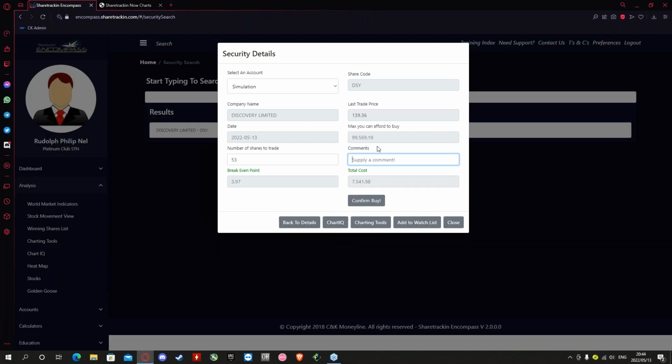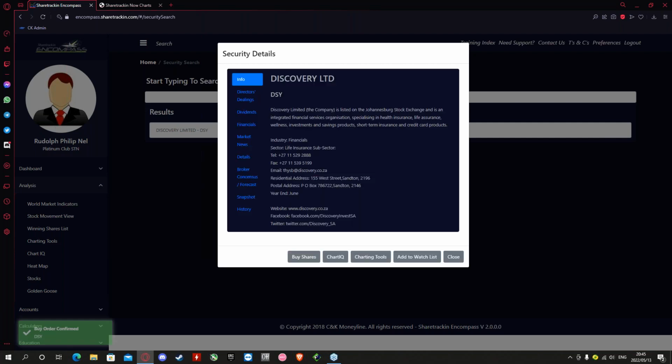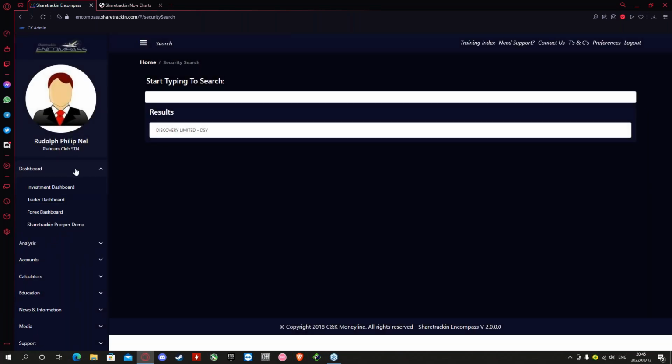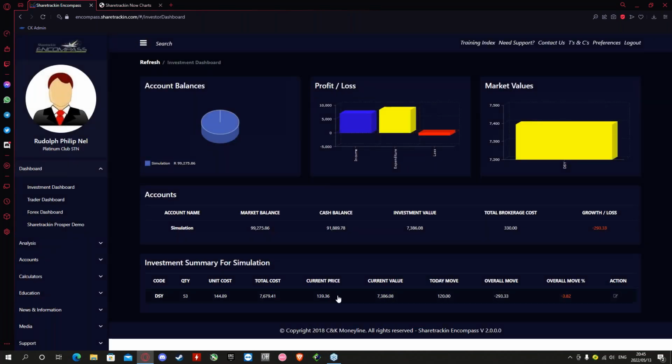Okay, so the reason for the buy is really important. So either technical, or fundamental, or technical with fundamental. Okay, so I'm just going to say test for now and then confirm buy. And then it's going to confirm that it's going to buy that share, and it's going to be on our investment dashboard, and there's our share. Okay, so you'll see that our brokerage was deducted, 293.33 in total on our brokerage.